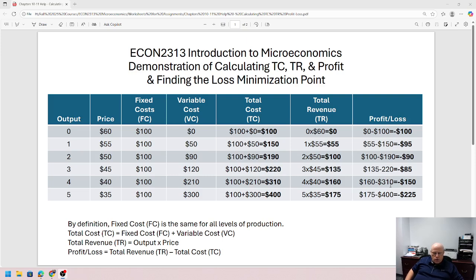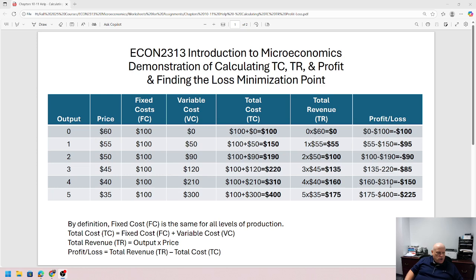Today what I'm going to do is go over a demonstration of how to calculate the total cost, total revenue, profit, and also find the loss minimization point for this example problem that I've got here that's going to be very similar to problem 11.1 that you're doing on page 229 in your textbook.